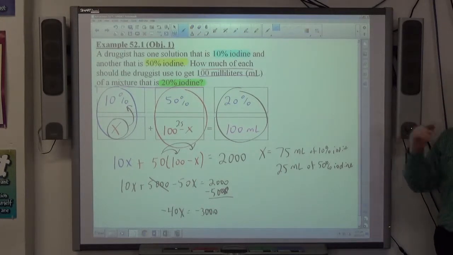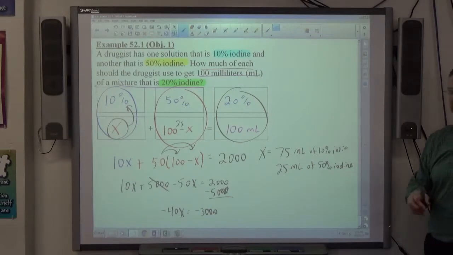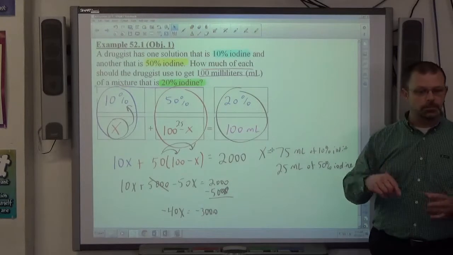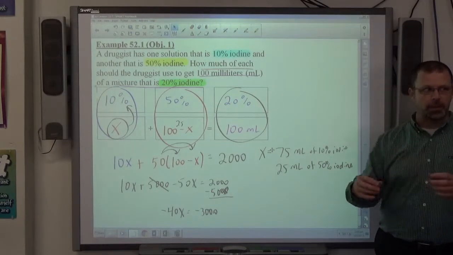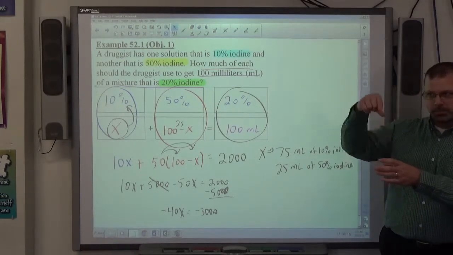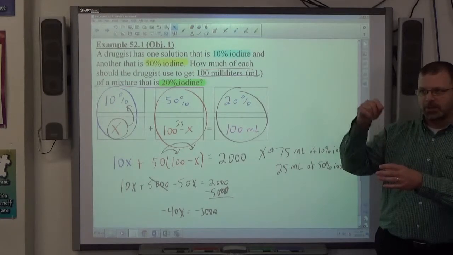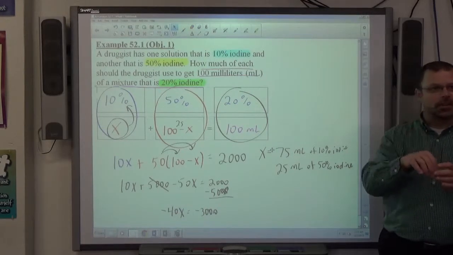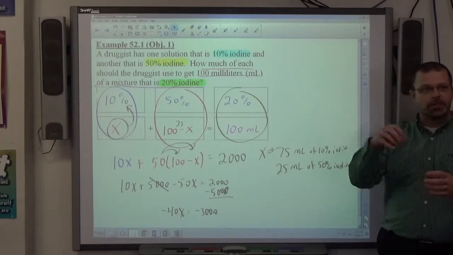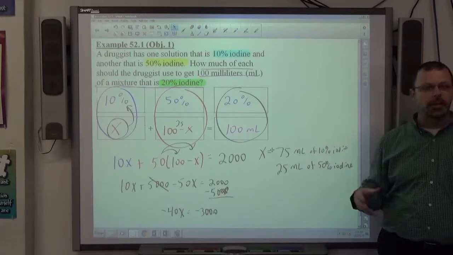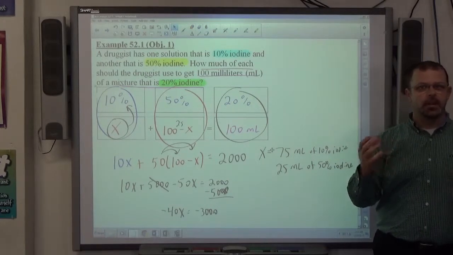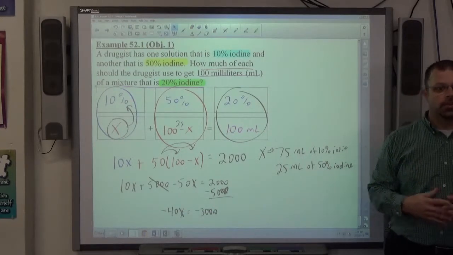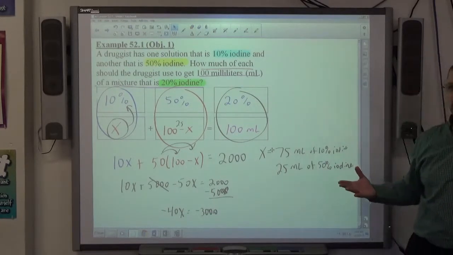So if you're the druggist, pharmacist, whatever, and you have to make up this 20% iodine solution because that's what the doctor ordered for you, you get your beaker here that's empty, and you get your little drop or whatever, like a syringe or something, and you suck out 75 milliliters of 10% and stick it in that one empty beaker, put 25 of the 50, and then shake it up. It's 20% iodine is what you're going to get. You're going to have exactly 100 milliliters of it. So that's what's going on here.